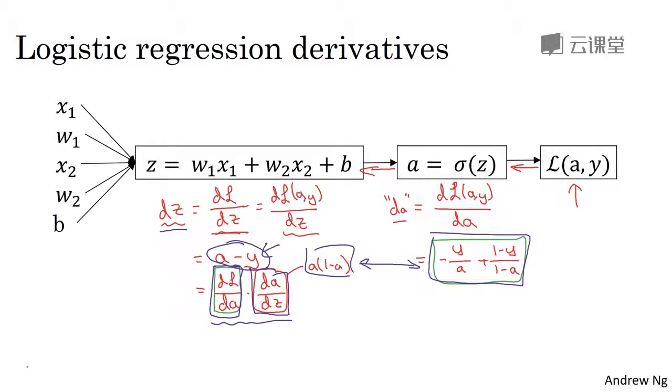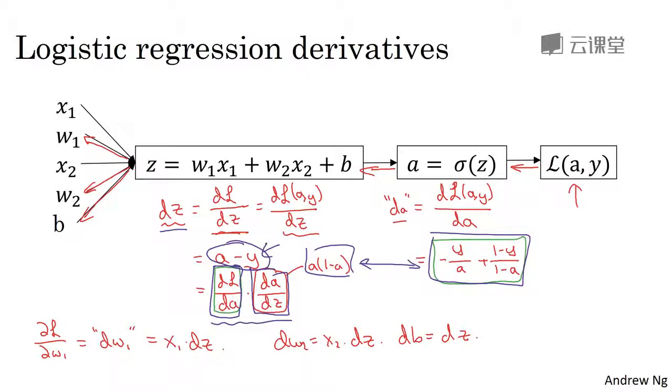And then the final step in backpropagation is to go back to compute how much you need to change w and b. In particular, you can show that the derivative with respect to w1, which in code we'll call dw1, is equal to x1 times dz, and similarly dw2, which is how much you want to change w2, is x2 times dz, and db is equal to dz.